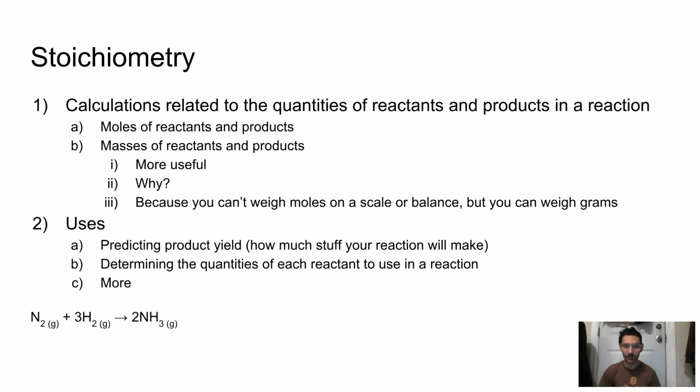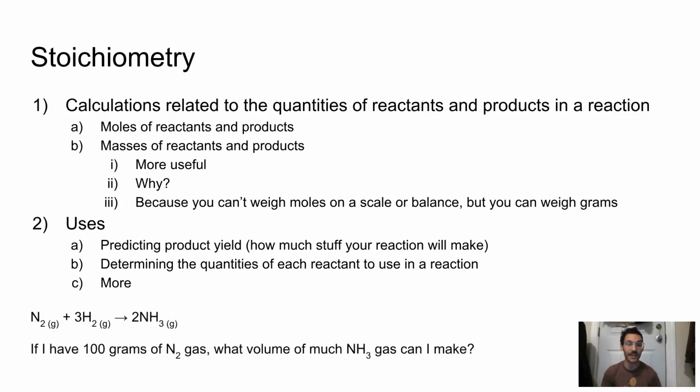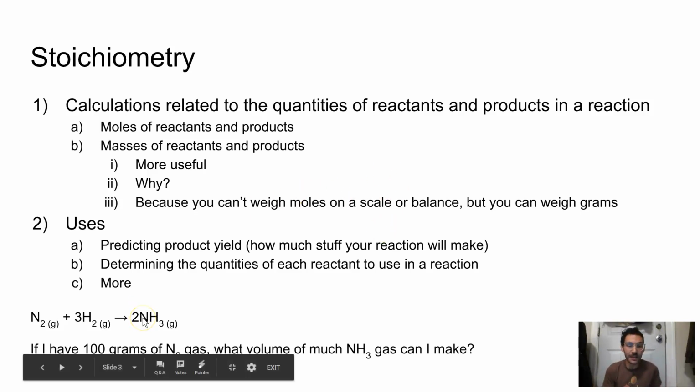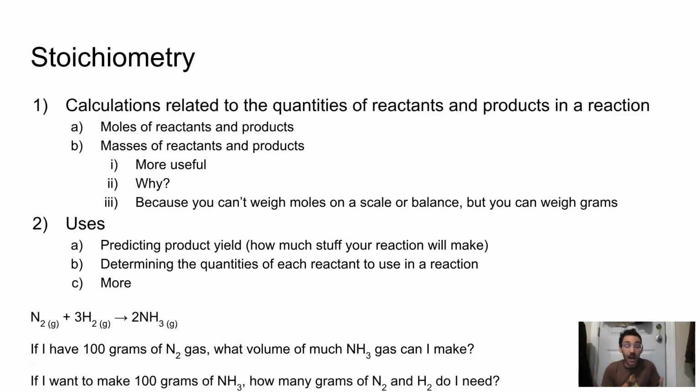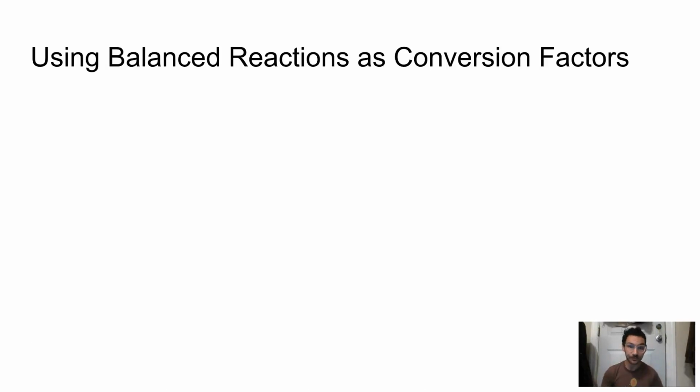If this is a reaction equation and we're doing stoichiometry, we can answer questions like, if I have 100 grams of nitrogen gas, how much ammonia gas product can I make? Or we can also answer questions like, if I want to make 100 grams of this product, how much nitrogen and hydrogen should I combine together? So stoichiometry is very useful for chemists actually doing chemistry.